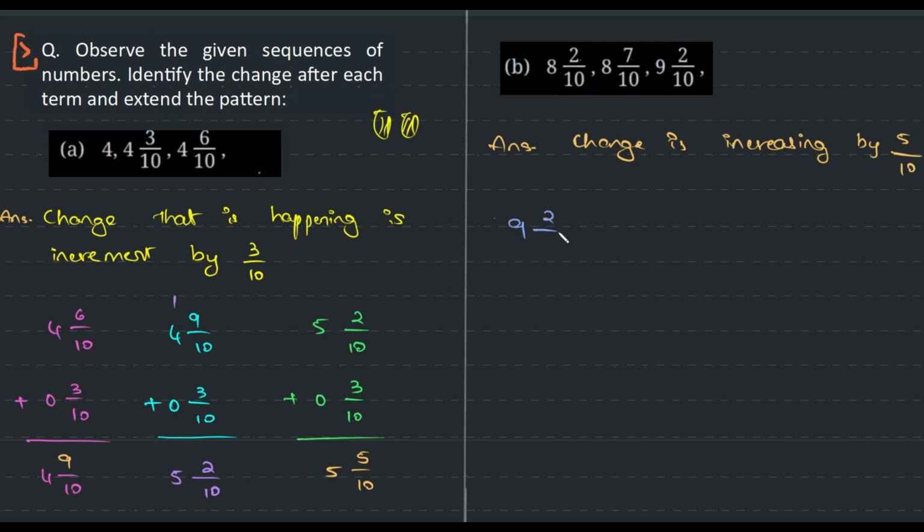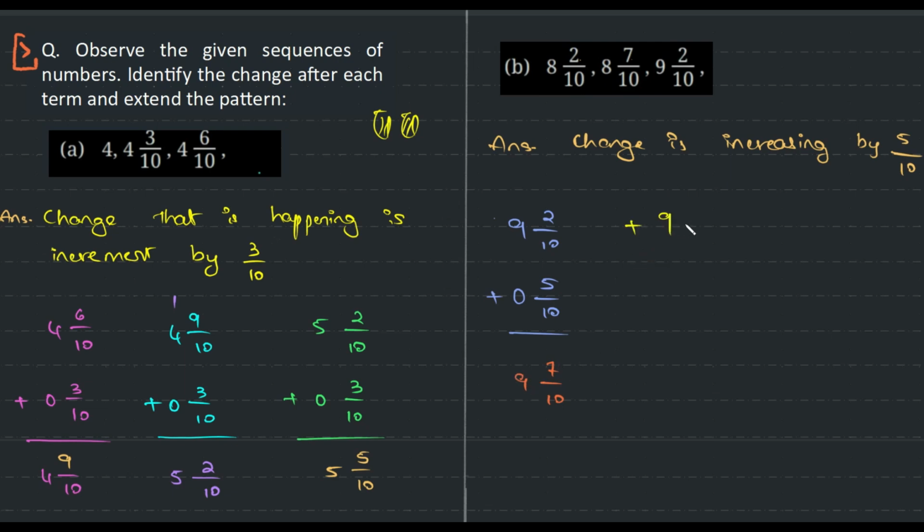So how do you find the next number? 9 2 tenths, I need to add 0 and 5 tenths. So that's how I get the next number. So this is 7 tenths and this is 9. So that's simple and straightforward.